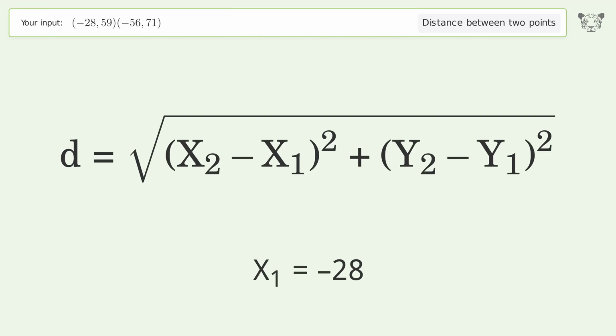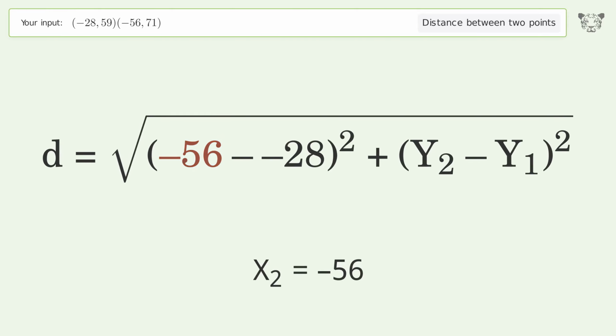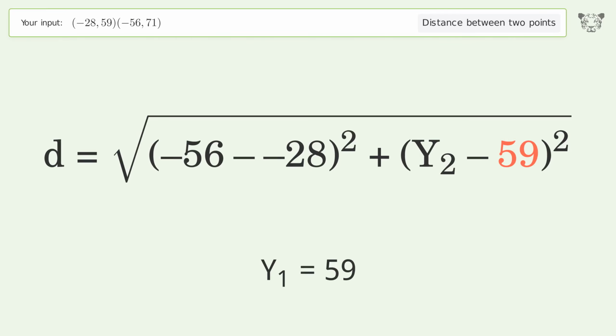x1 equals -28. x2 equals -56. y1 equals 59. y2 equals 71.